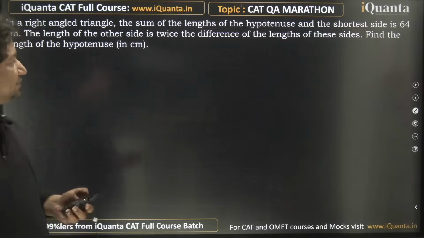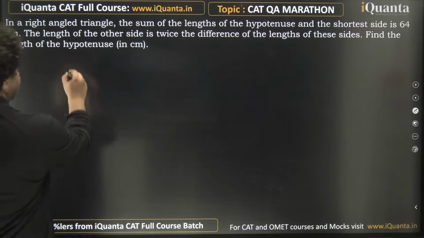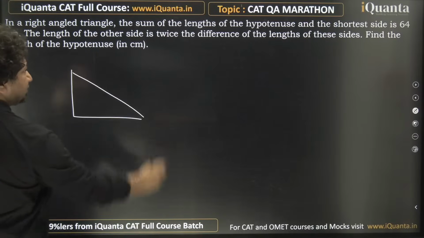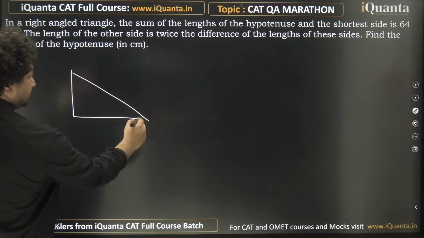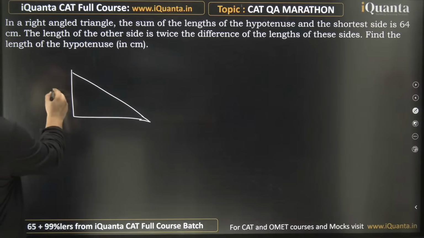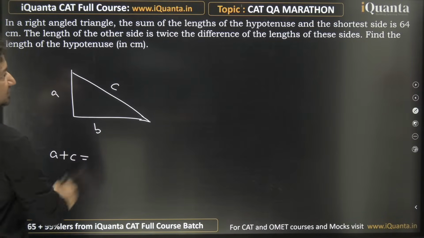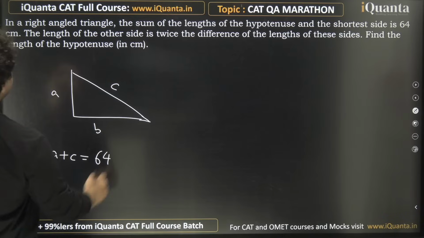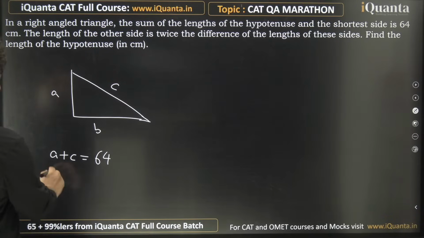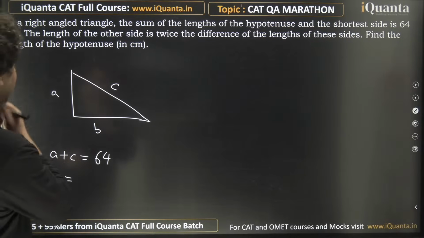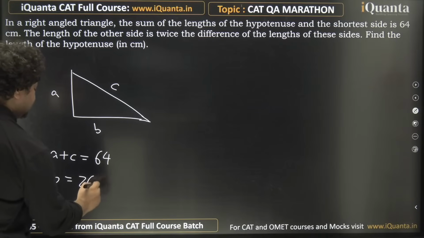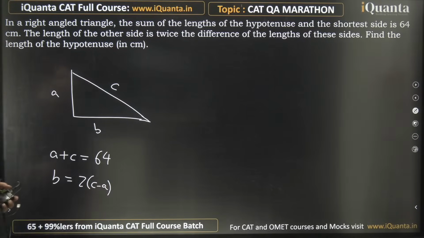Okay, let us try this one. We have a right angle triangle, and it is known the sum of the lengths of the hypotenuse and the shortest side. Let this be A, B, and C. Let A be the shortest one. So A plus C is given as 64. The length of the other side, that is B, is twice the difference of the lengths of these sides. That means 2 times C minus A. That is what we have. Find the length of the hypotenuse in centimeters.